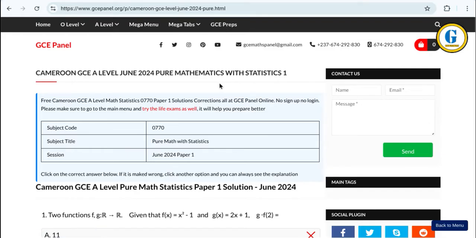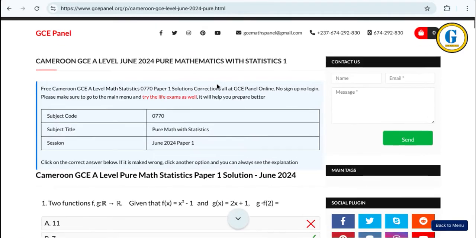So we are looking at the solutions of June 2024 GCE Advanced Level Pure Maths with Statistics Paper 1. We start with question 1.